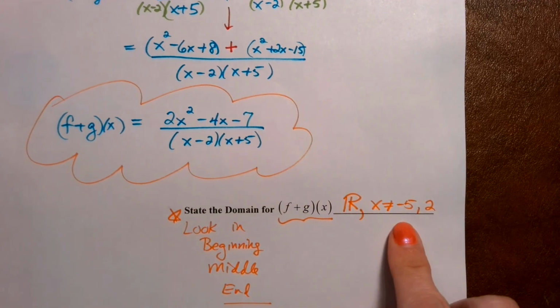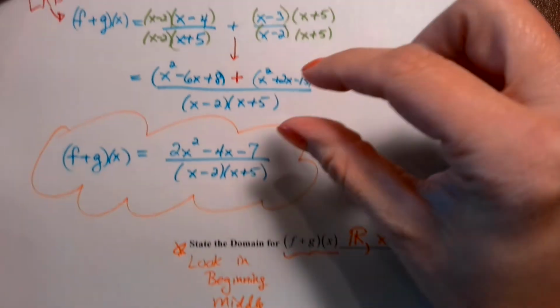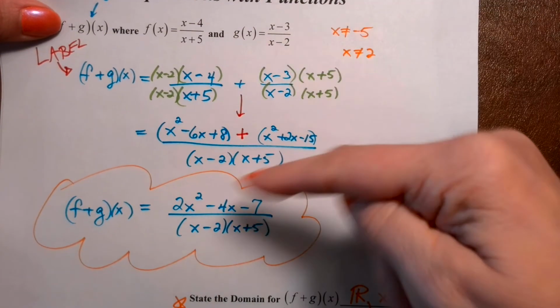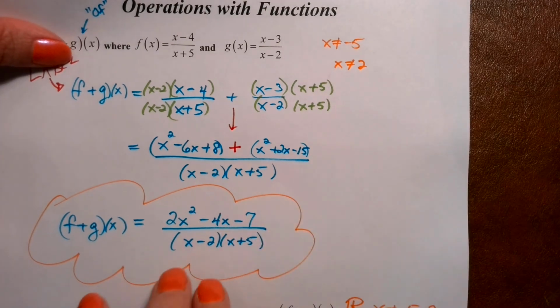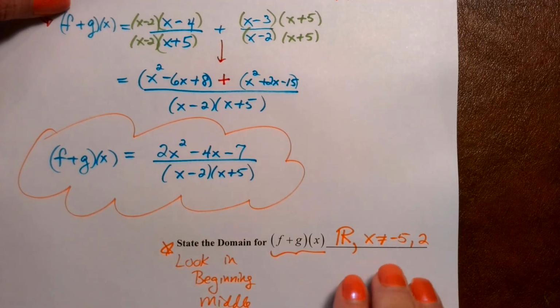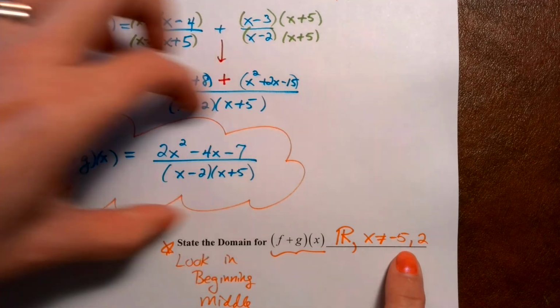Remember, when you're doing divide, and sometimes you flip a fraction and you add somebody to a denominator, you add a restriction. This is the sum of two fractions, and this is the domain for this final answer.